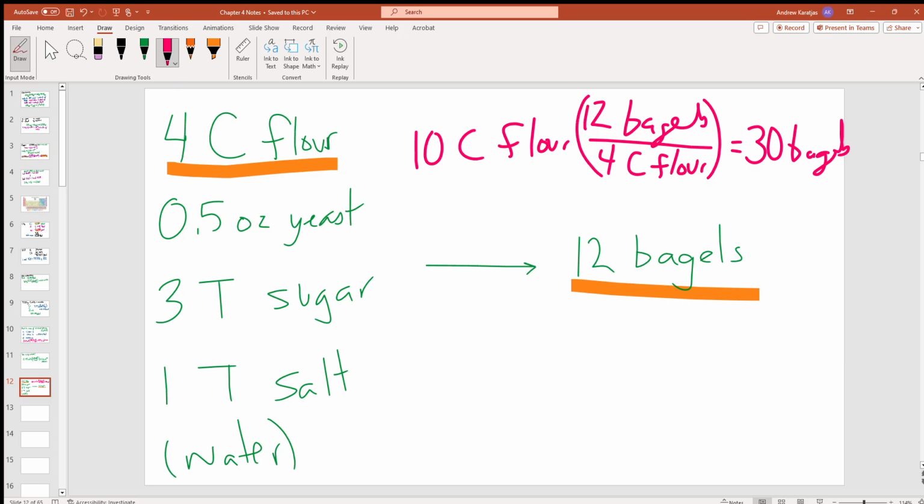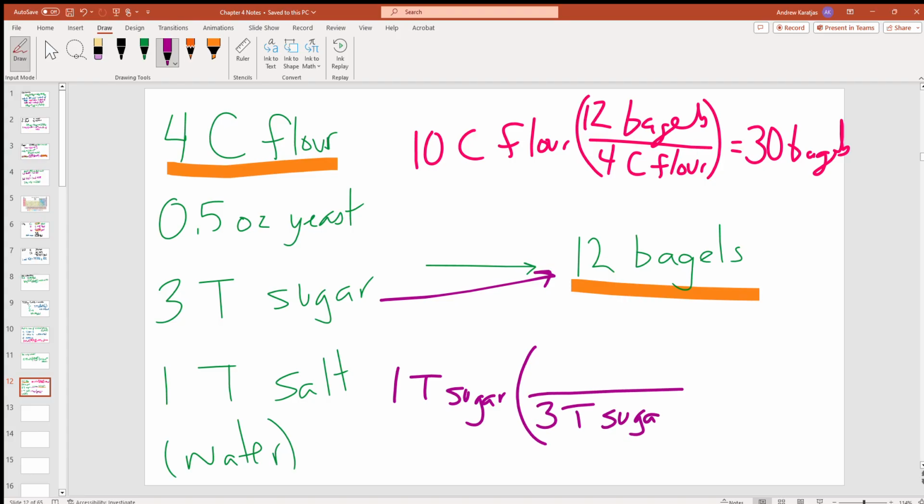Just like we looked at for a chemical reaction. If we have 1 mole, that lets us make some number of moles of product. What if we opened the cabinet and found we only had 1 tablespoon of sugar? Well, now we're going to use the ratio of sugar. At that point, with only 1 tablespoon of sugar, only enough to make 4 bagels.